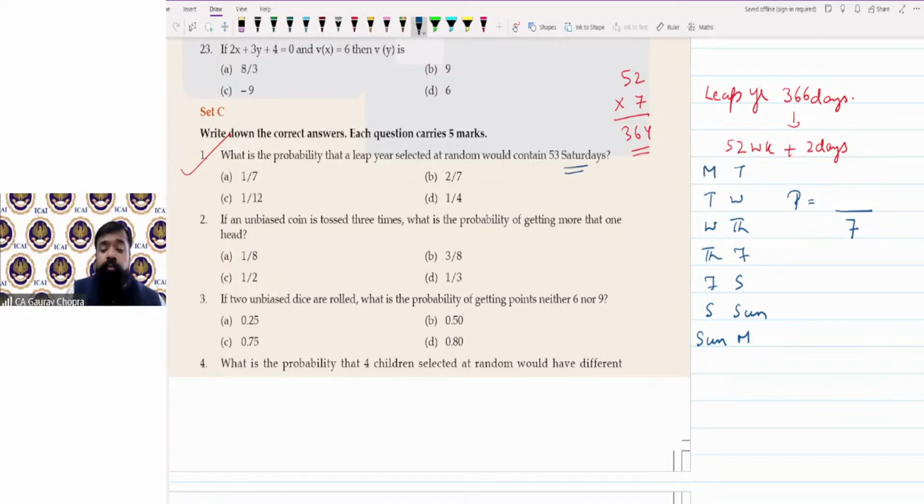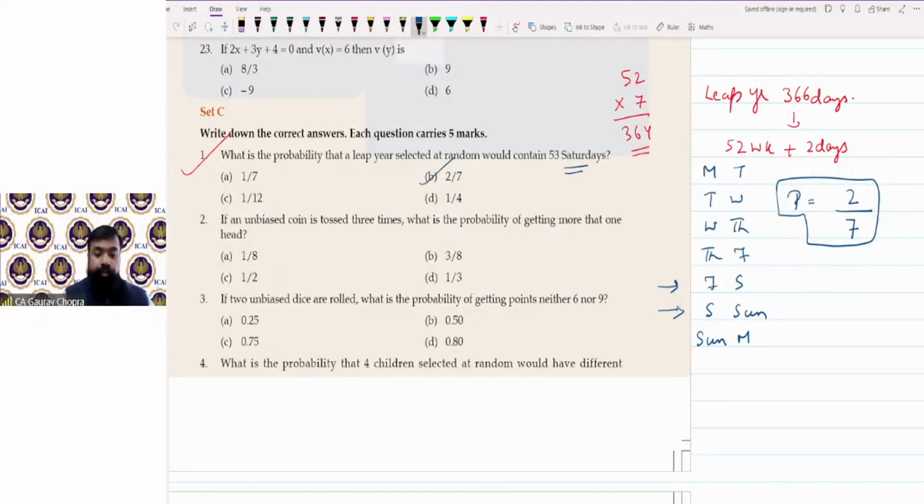Now, out of those 7, which one are favorable? So we require 53 Saturdays. That means 1 additional Saturday. So out of 7, 2 cases are having Saturdays. 2 outcomes we are having Saturdays. So 2 is favorable out of 7. Therefore, required probability will be 2 upon 7. Option number B. All right.